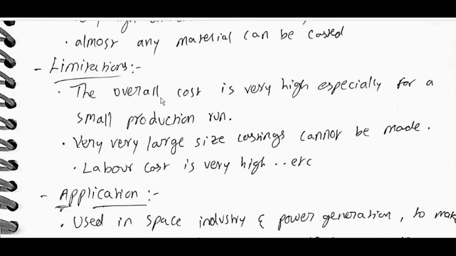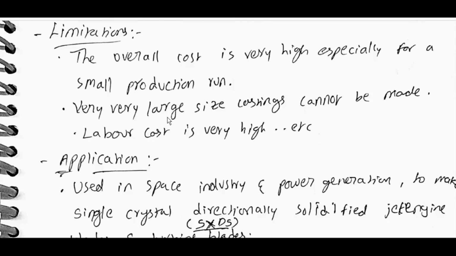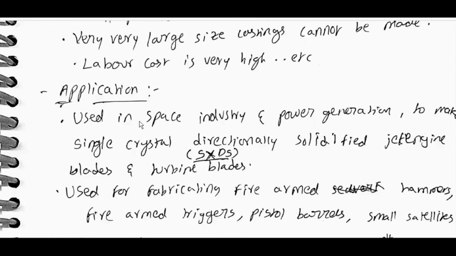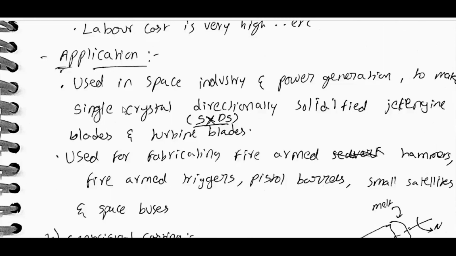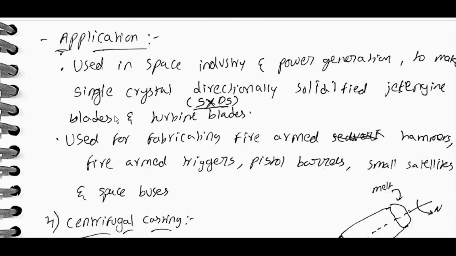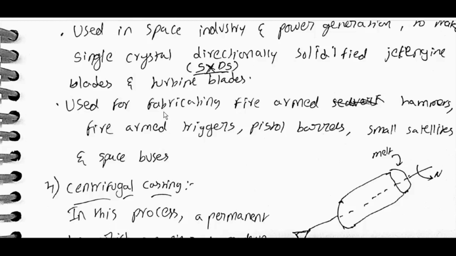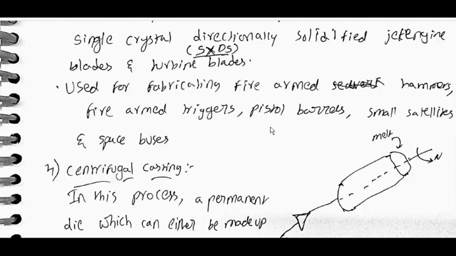Advantages: excellent surface finish, very high dimensional accuracy, almost any material can be cast. Limitations: the overall cost is very high, especially for small production runs. Very large size castings cannot be made. Labor cost is very high. Application: used in the space industry and power generation, and to make single crystal directionally solidified jet engine blades and turbine blades. Used for fabricating firearm hammers, firearm triggers, pistol barrels, small satellites, and space buses.